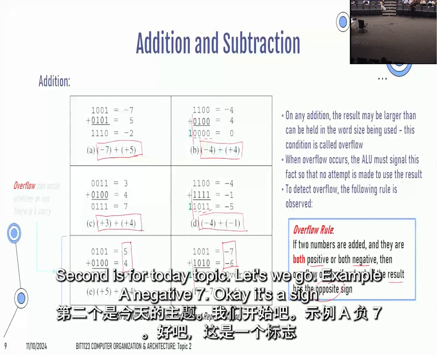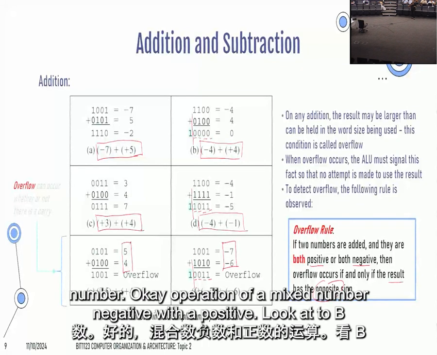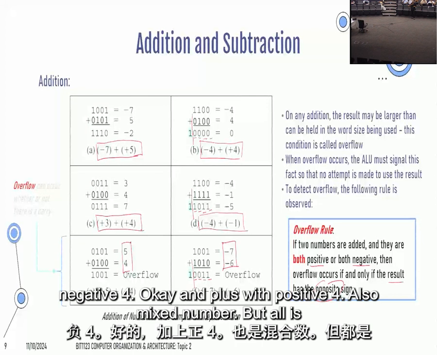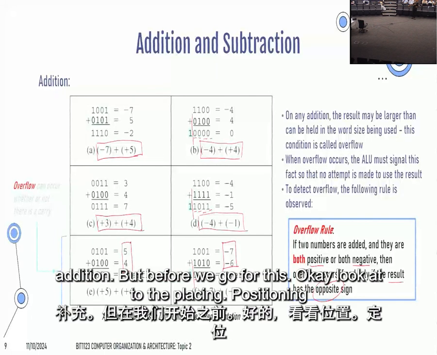Let's go. Example A, -7, a signed number, plus +5, which is unsigned. We have a mixed number operation, negative with a positive. Look at B, -4, plus +4, also mixed numbers. But all are integers so far in here. And then C, D, E, and F. Look at number 1 first, addition.